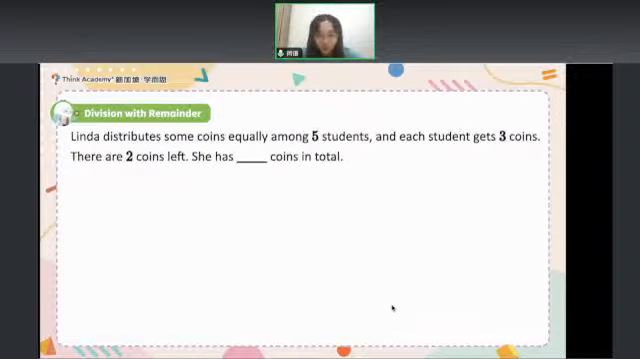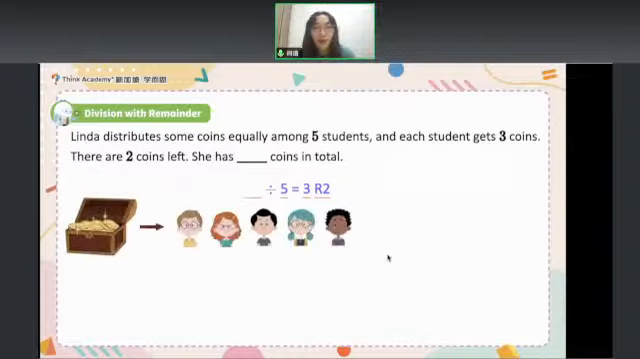Next one. Oh, this one is a bit hard. Here, Linda distributes some coins equally among 5 students, and each student gets 3 coins. There are 2 coins left, so she has how many coins in total? So in this question, to make it easier for you to understand, actually I show you. To figure out the total, that is the total number, and then divided by 5, because 5 students, right? And then each student gets 3 coins. That means 3 is the quotient, and then remainder 2. So here already R2. So for this, how can we figure out the total? Oh, here, let's have 5 people.